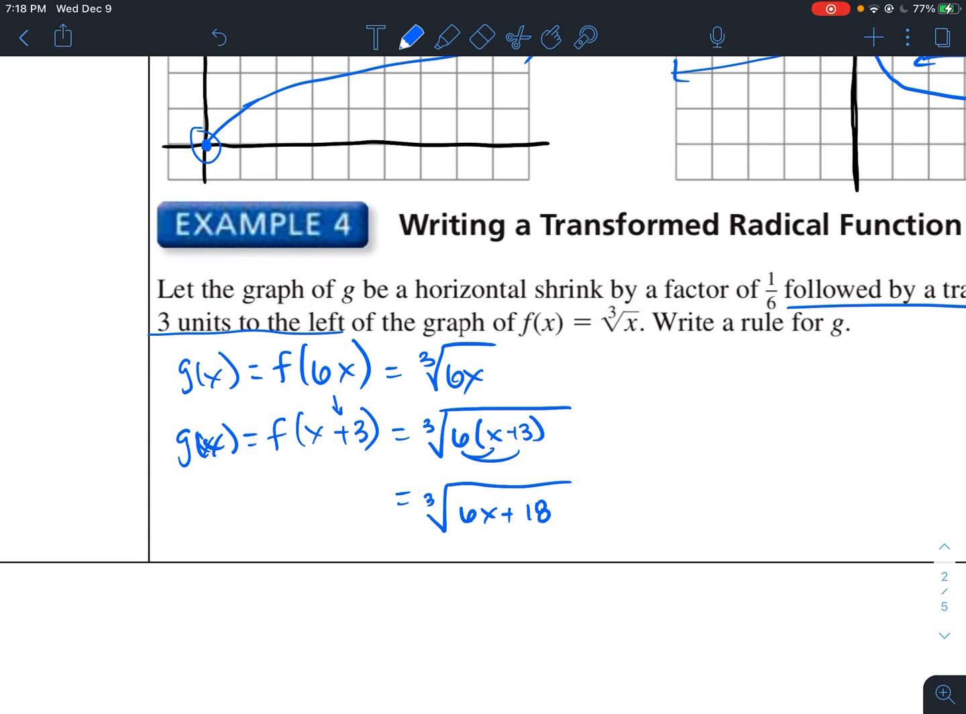Alright, and that should be it. So this is the rule of g of x. That's our new g of x.